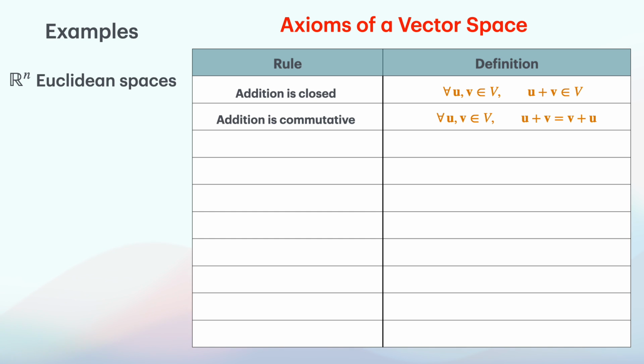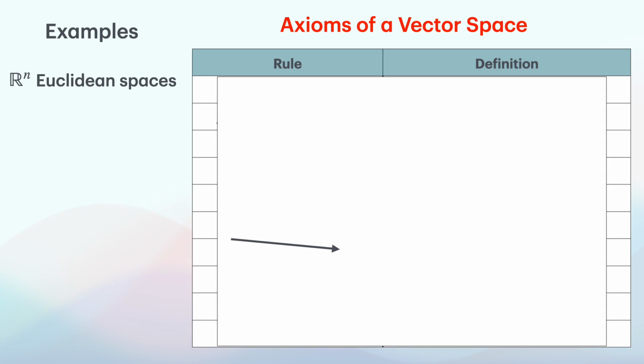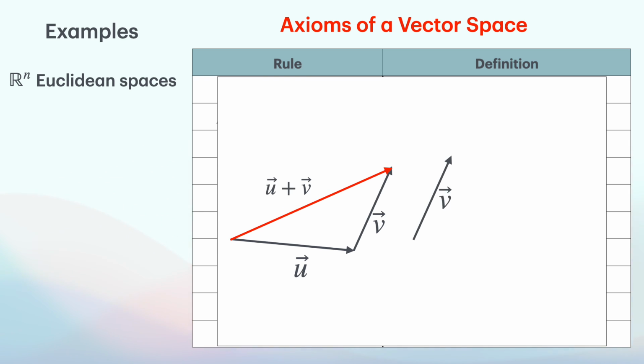Commutativity of addition. Let's look at vectors u and v. First, we add v to u by placing the tail of v at the head of u. Now we switch the order and add u to v. The final vectors are identical. The order of adding vectors doesn't matter.